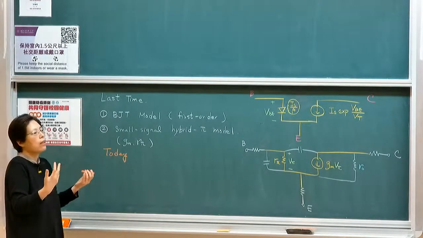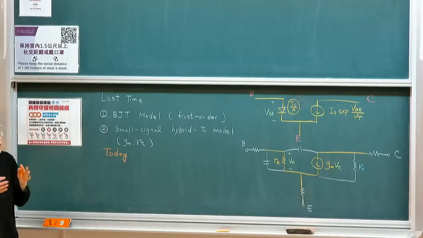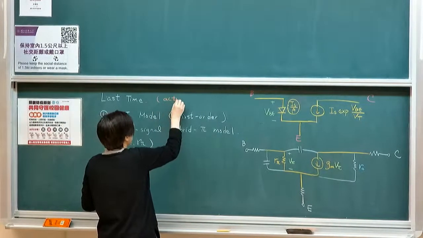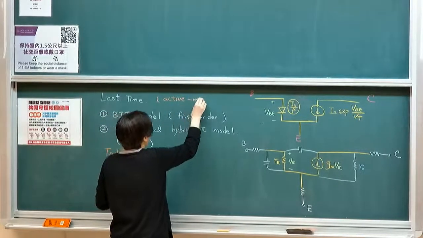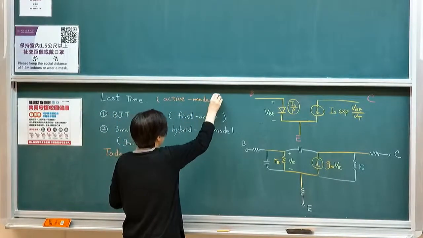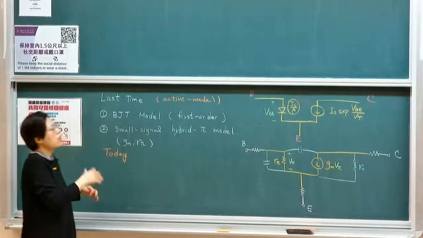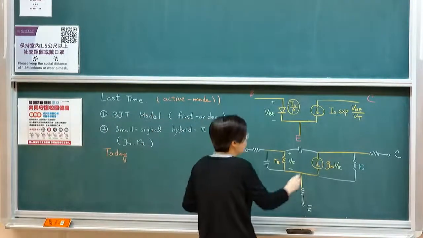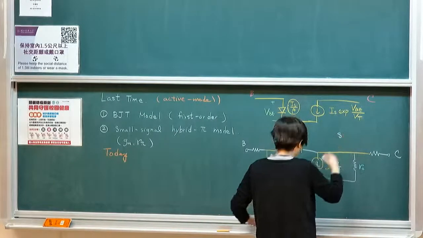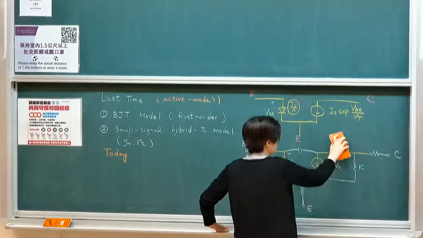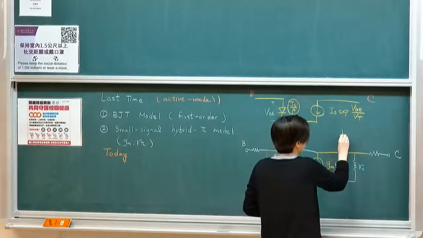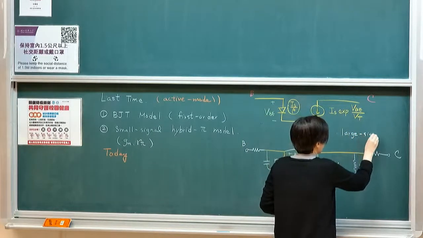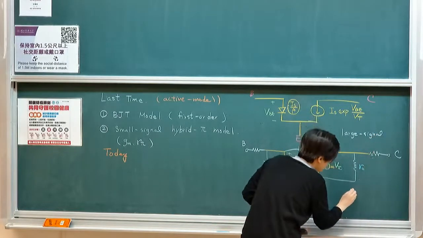As I said, these are all for active mode. So only active mode will we be building these models, both the large signal and small signal. So these are the models we established. The top is for the large signal, and the bottom is the small signal.